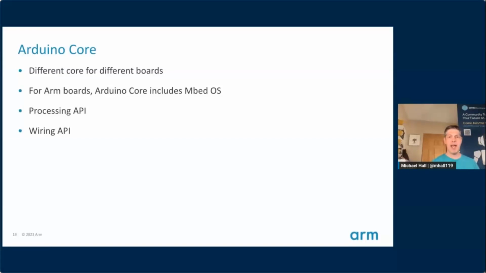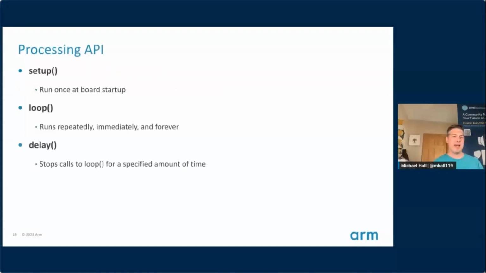Now, two of the big things that you're going to interact with in Arduino programming are the processing API and the wiring API. And these are both things that Arduino has borrowed from other existing projects. The big thing that we're going to get from that processing API is the setup function. And this is going to run just one time when your board starts up.